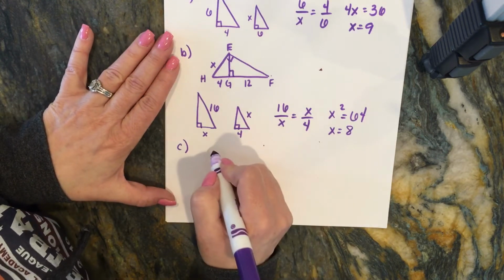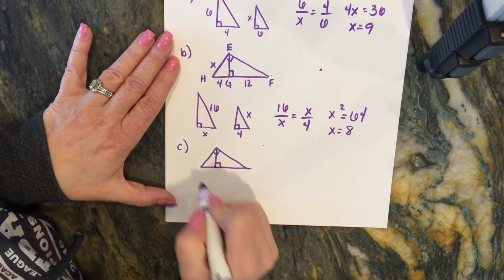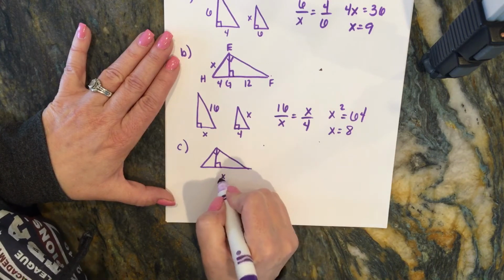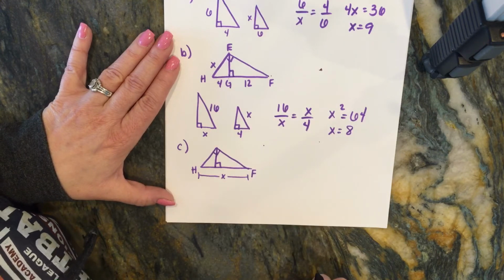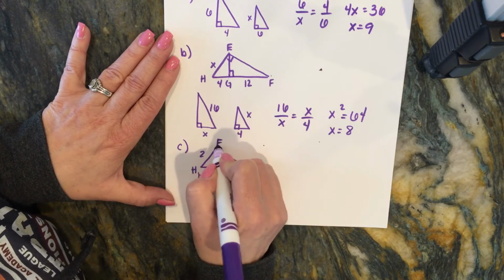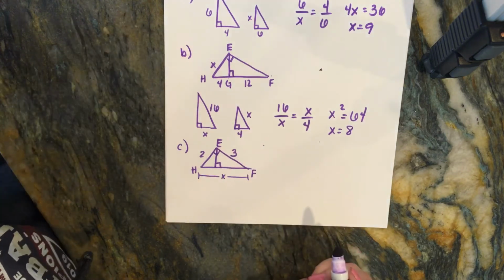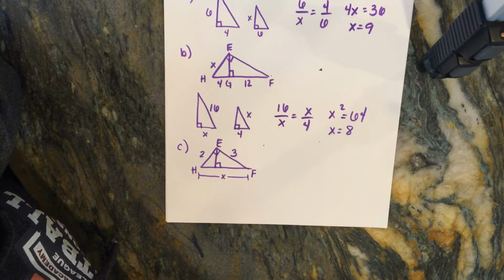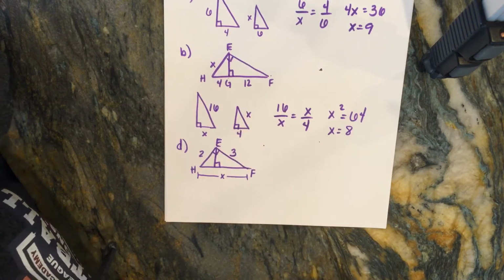Okay, I think I have room for part C here. Part C, same guy, different information given this time. And so we're looking for HF. So HF is the hypotenuse of the large. That's our unknown. We have EH is 2. There's our E. And we know that EF is 3. And so let's see. Oh, that's hilarious. I just did part D. Okay, we're going to do part D, then we'll do part C. Sorry.